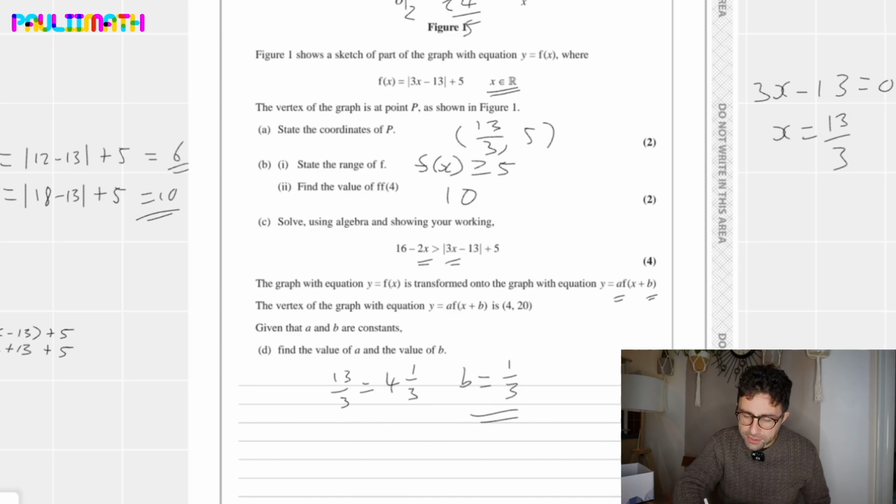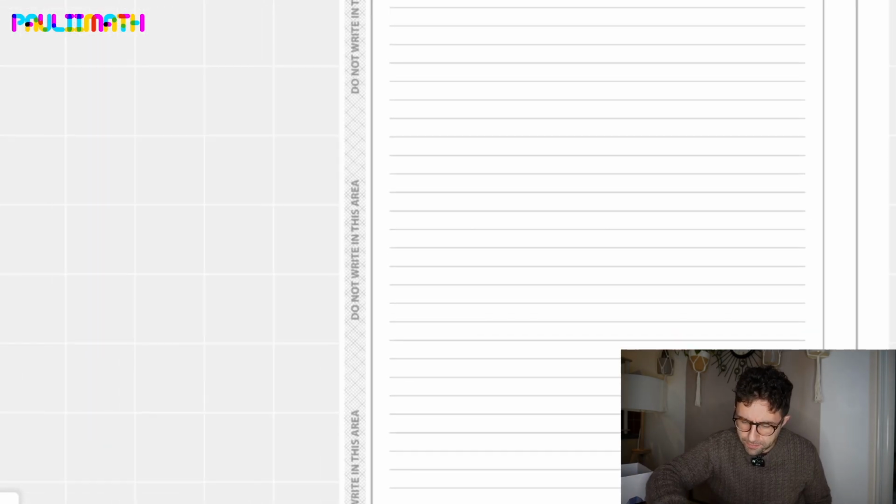So b is 1/3. And in terms of a vertical stretch, we're going from 5 to 20. So a has to equal 4. Yeah, 1/3 moved to the left and a stretch by 4. Next question.